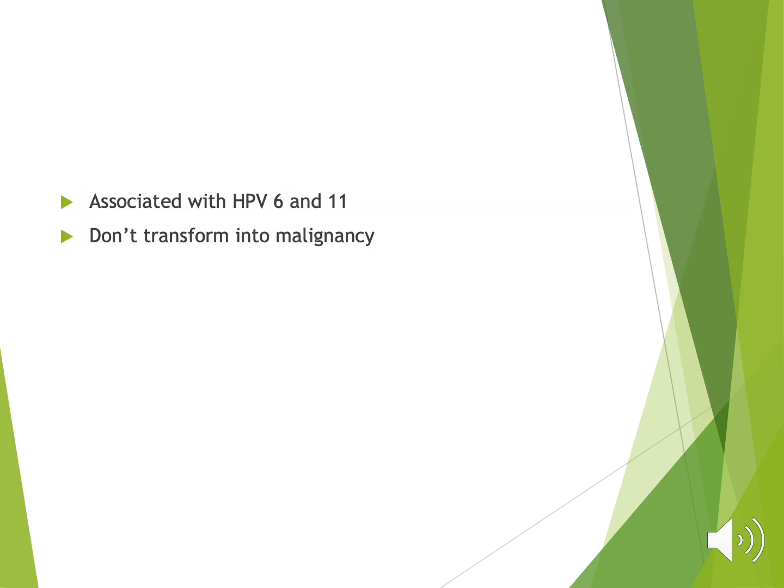To have a feel of the abnormality of these cells, compare the cells in the middle of the image to the ones on the left-hand side of the image. These are the normal ones, and the ones in the middle are abnormal. As I discussed, these are associated with low-risk HPV strains, specifically 6 and 11, and they do not transform into malignancy.